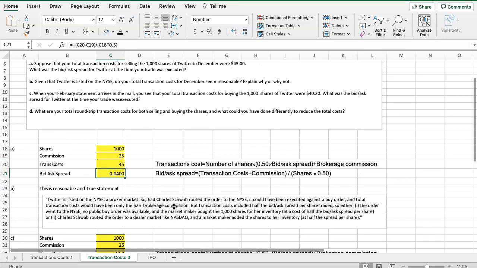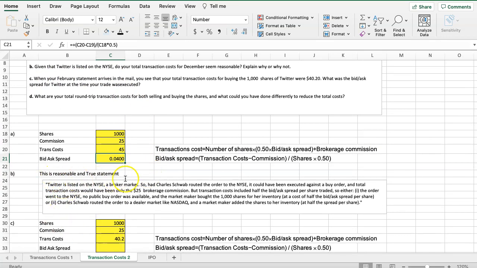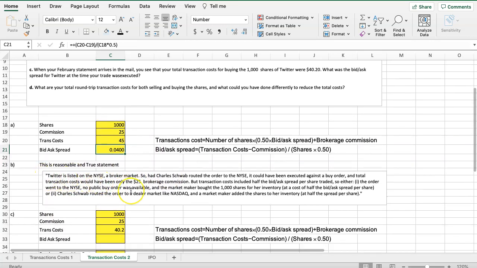So for B, this is how I would explain it. This statement is basically true. Twitter is from the New York Stock Exchange, a broker's market. So if Charles Schwab had to route the order to the New York Stock Exchange, it could have executed a buy order, and the total transaction cost would have just been the brokerage commission.